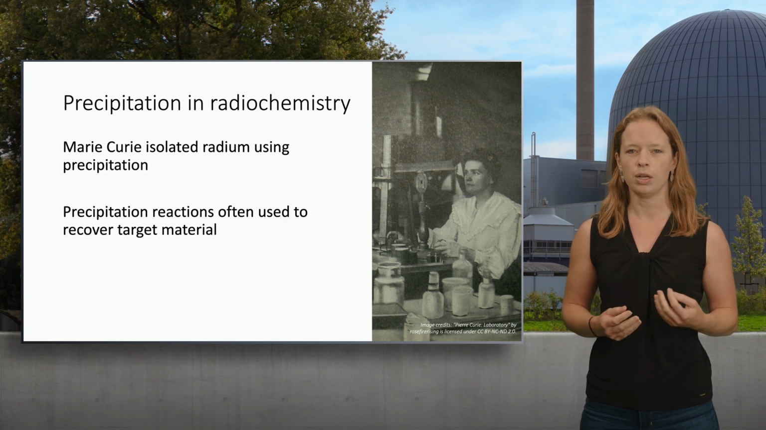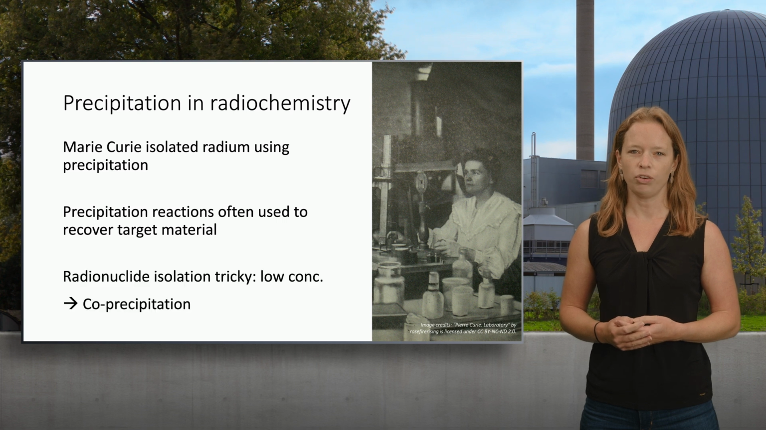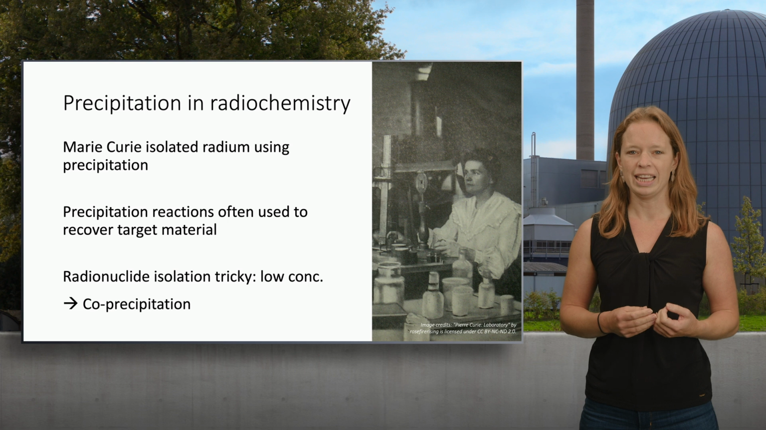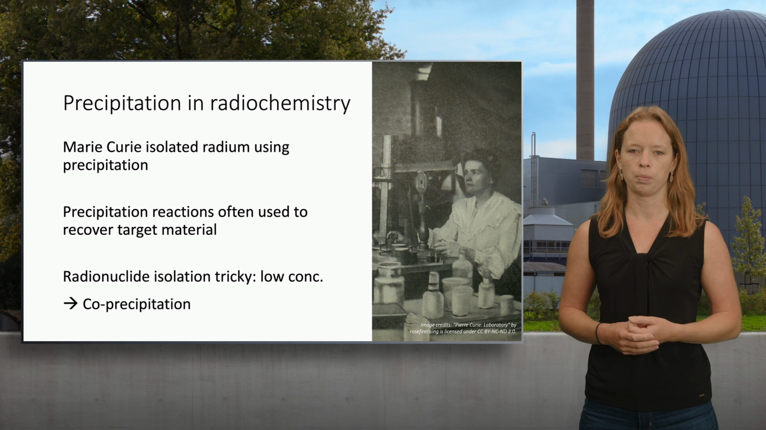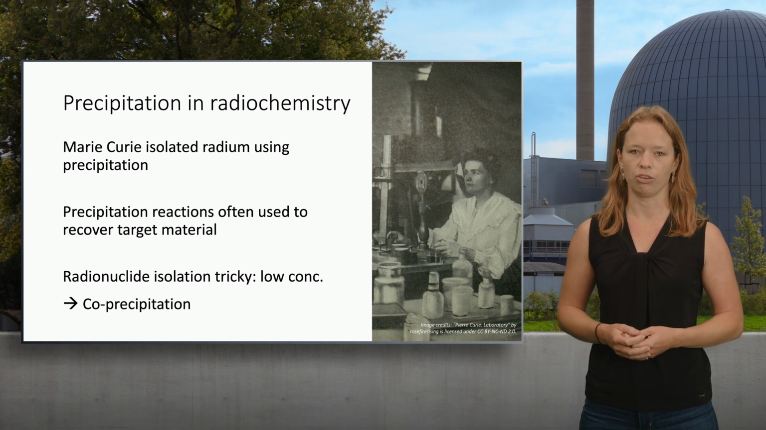And even now, precipitation reactions are often used, for instance, to recover target materials after irradiation. Using precipitation reactions to separate the product radionuclides from the target materials is a bit more tricky, since the actual concentration of the radionuclides is often very low. One solution here could be co-precipitation.